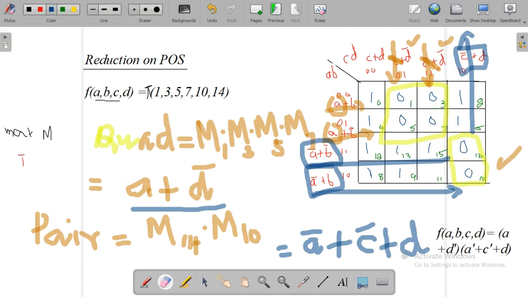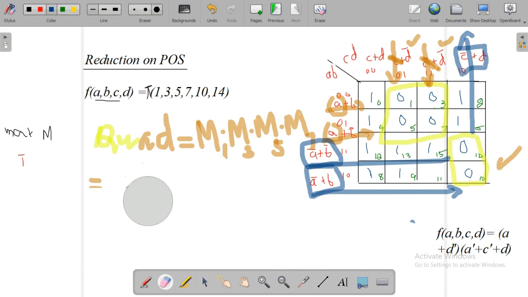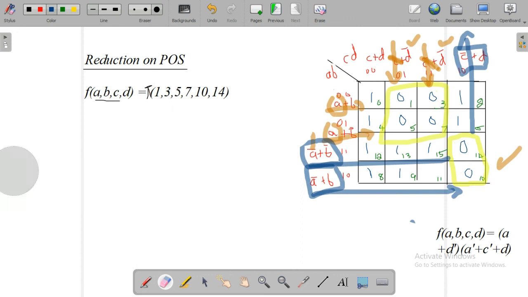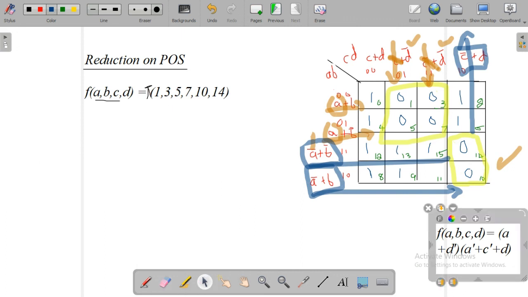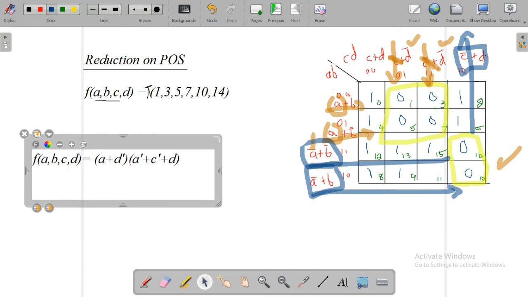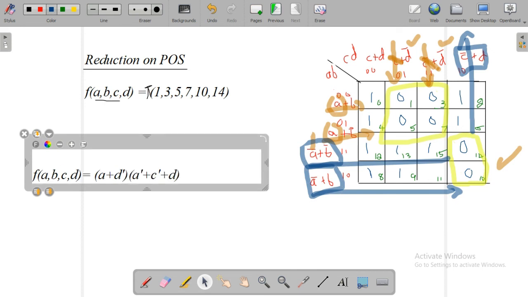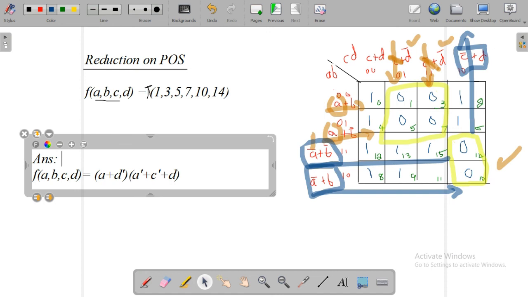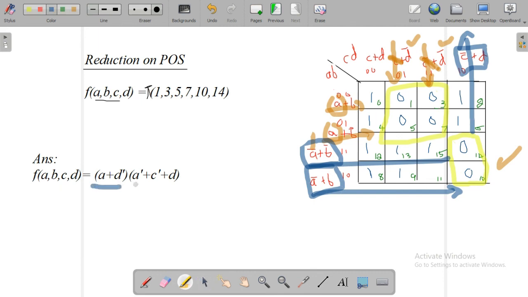For this question we got the final answer here. You have to notice at last, there is no space, that's why I have given here. Just erase it. Yeah, like this. You understood the chord and how to perform everything. So the final answer: F of A B C D equal to A plus D dash into A dash plus C dash plus D dash. This is the final answer.